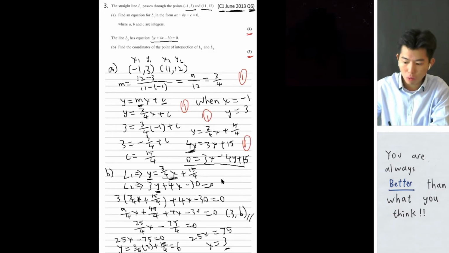And for part B, 1 mark is for the method by substituting this y into the L2, and 1 mark is for working on the x value, and another mark is for working on the y value.